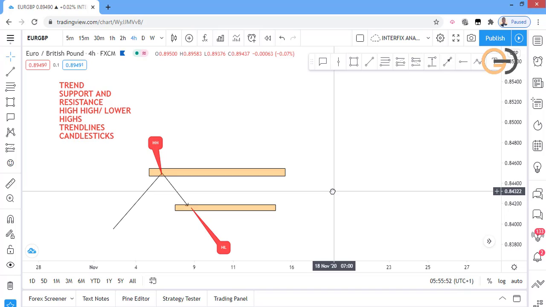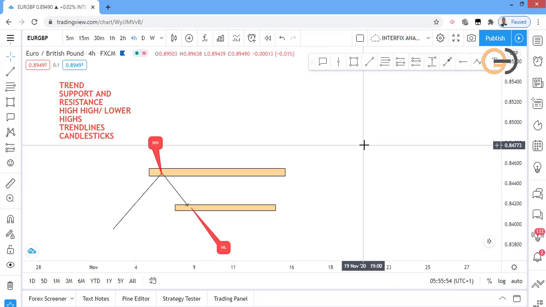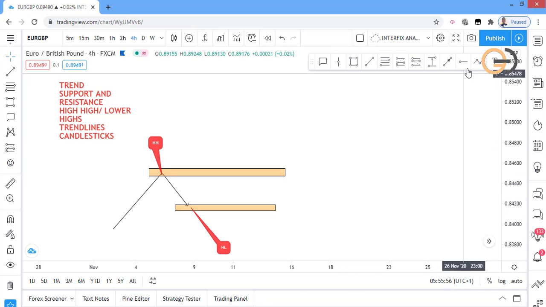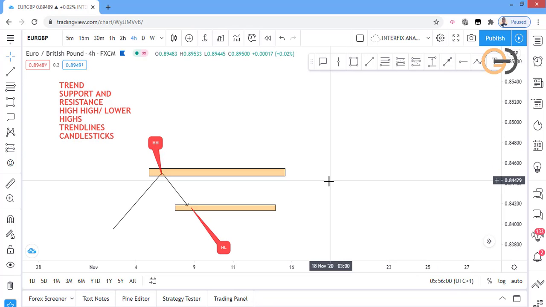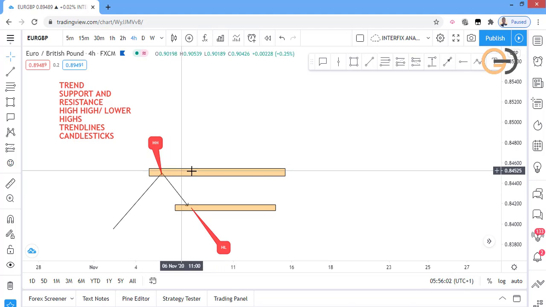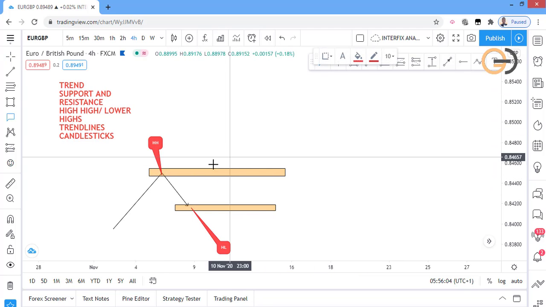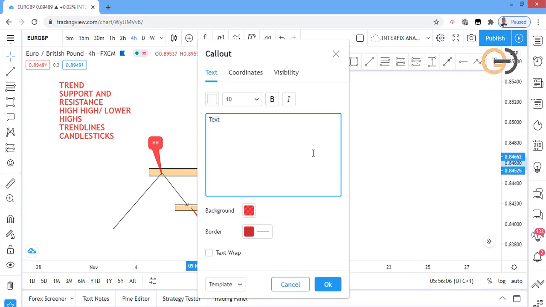Now, having determined the trend, that the trend is an uptrend, the next thing we have to do is wait for the previous high to be broken. So automatically this becomes our resistance.